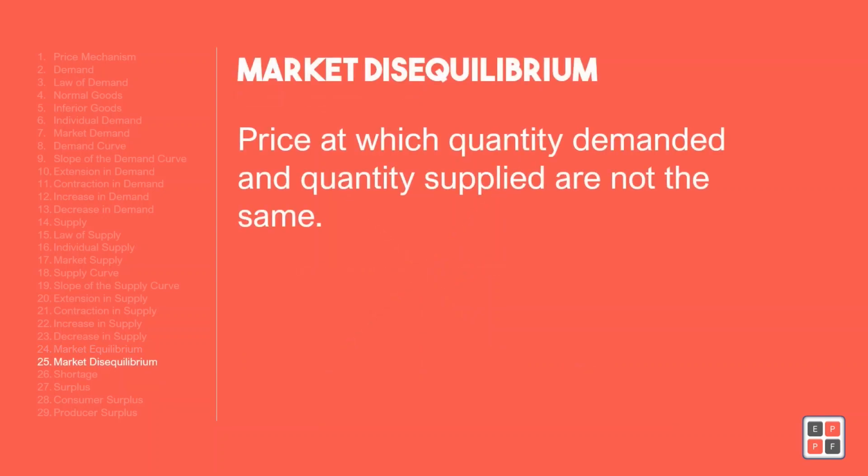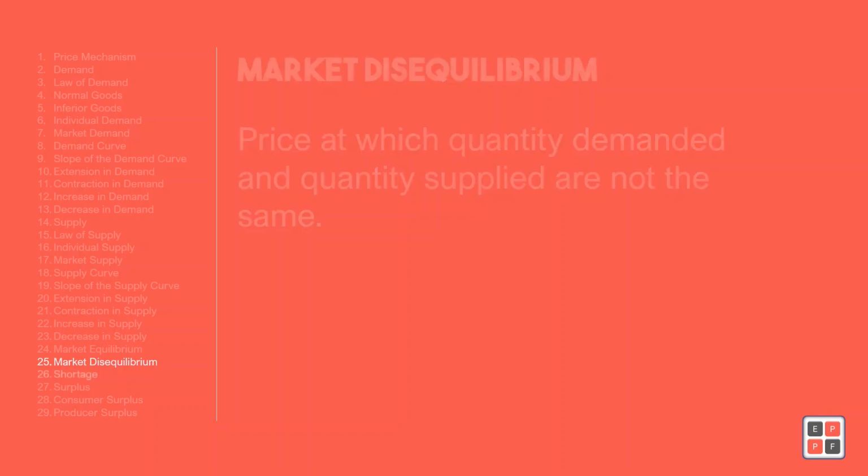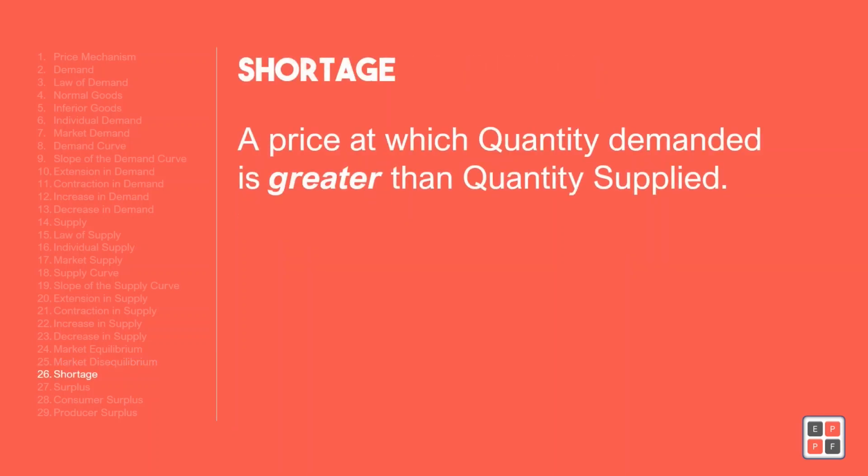Price at which quantity demanded and supplied are not the same is known as market disequilibrium. The first type of market disequilibrium is shortage. It's a price at which quantity demanded is greater than quantity supplied.